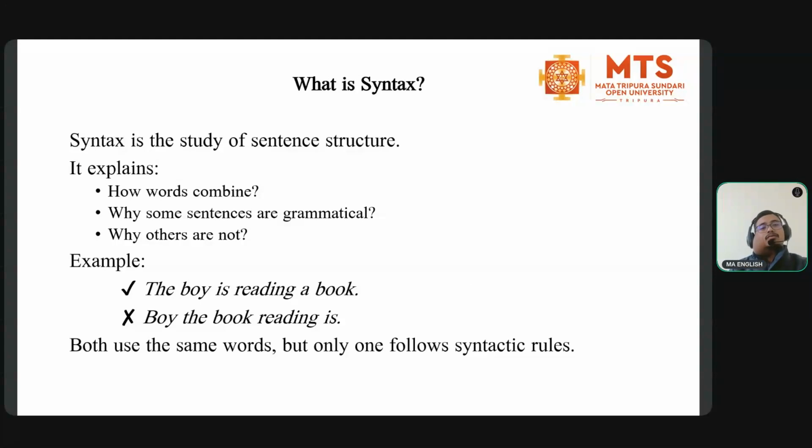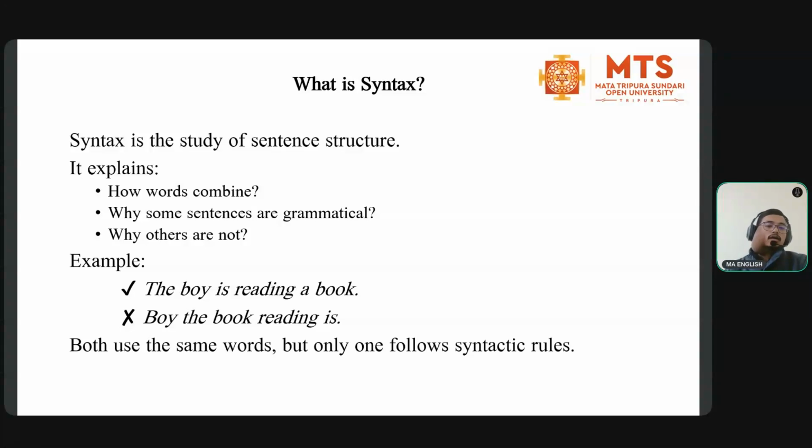So now let's understand the most basic questions. That is, what is syntax? Syntax is the branch of linguistics that studies sentence structure. It explains how words combine to form sentences. Syntax helps you understand three important questions. How do words combine? Why are some sentences grammatical? Why are some sentences ungrammatical?